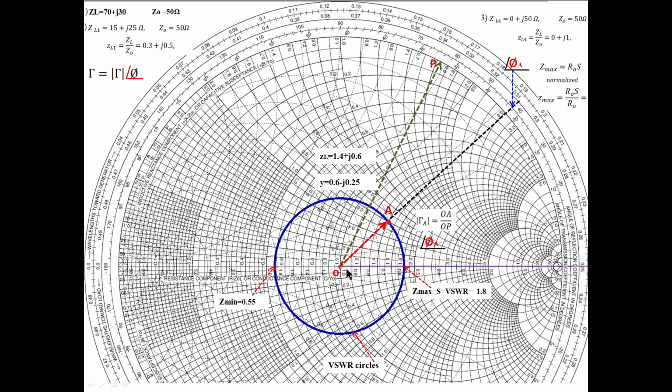We measure this distance OP. I marked the center as O, and this is a point P. We measure this distance using a scale. I told you to take a printout of this Smith chart. All of you must take the printout and practice, because for the quiz and test you should use it, do it on the Smith chart, scan it and upload it.